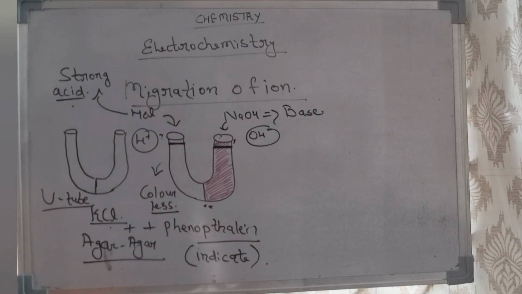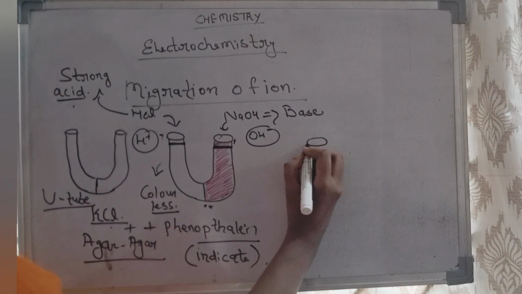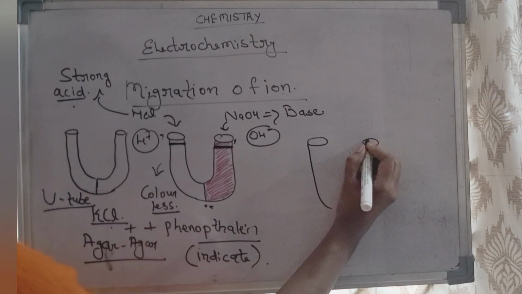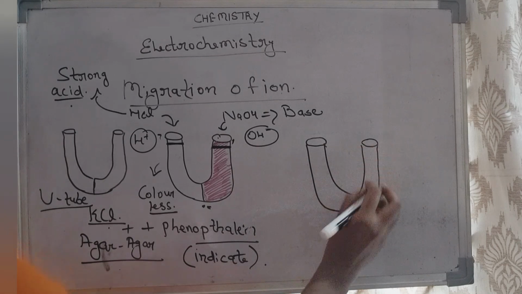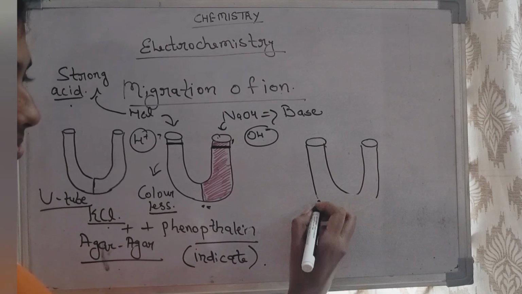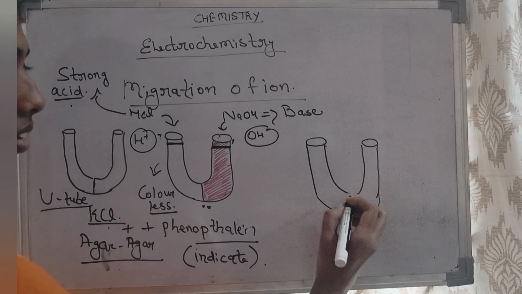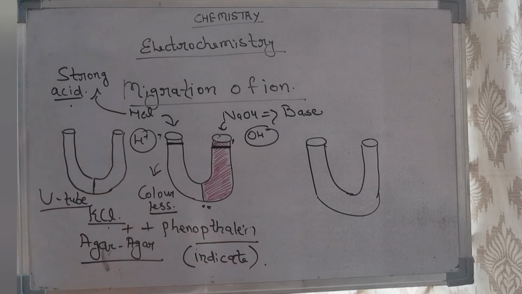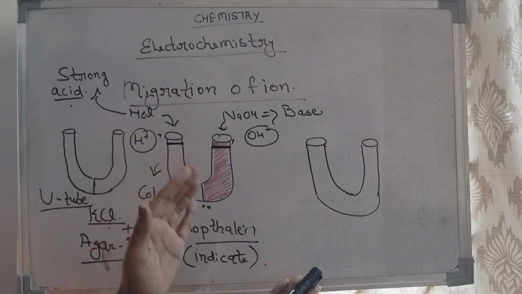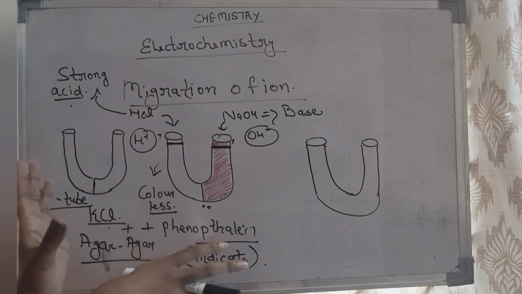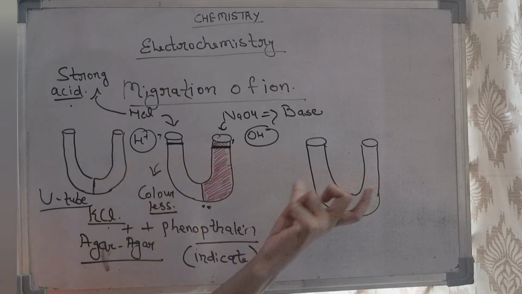Okay, now I have to make one more U-tube. This is your one more U-tube. Correct. Now you have to pour in this particular one. No, it is not a new U-tube. It is the experiment you have already done. So this is the same U-tube like that only.